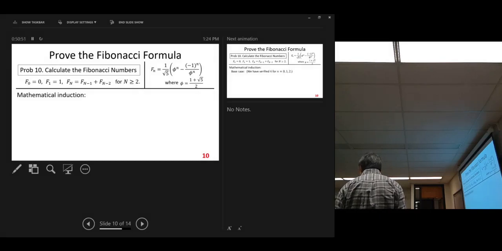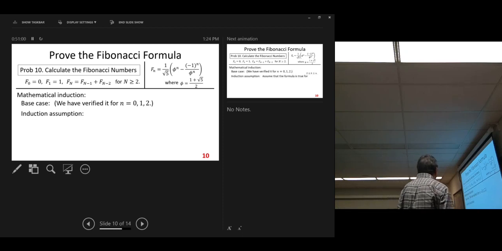Induction, we check the base cases. We check more than necessary, right? So next we make the induction assumption.